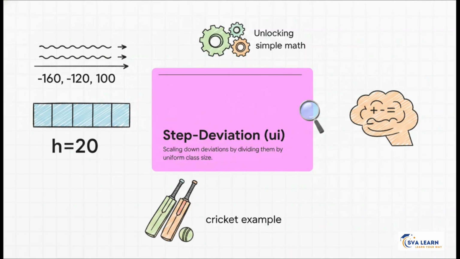Because our class intervals have a uniform, steady gap or size, which we call h, all our deviations are perfect multiples of that size. In our cricket example, the class size h is exactly 20. So, to find our step deviation ui, we just divide all those pesky deviations by 20. By scaling them down by their common gap, we completely unlock the power of easy mental math.